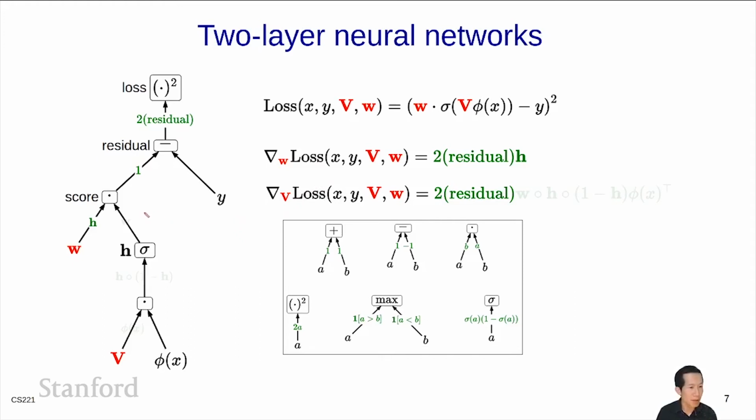Okay, so now we need to do more work here. The gradient on this edge is going to be the other input, which is W. This is sigma, so the gradient is going to be sigma of the input times 1 minus sigma. So this is going to just be H times 1 minus H.